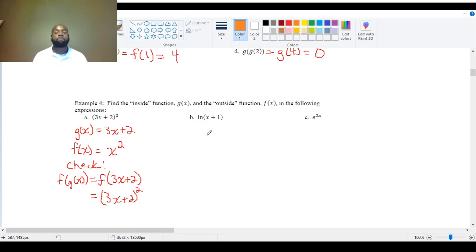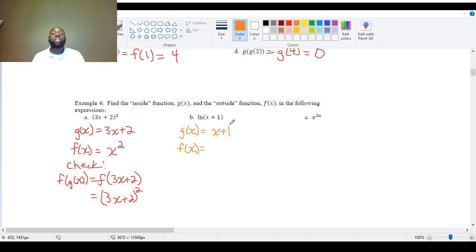Let's go to part B here. I have the natural log of x plus 1, right? So I got to think about what's done overall and what that overall thing is done to, right? Notice I have a natural log of the x plus 1. Now my variable is in that parenthesis with x plus 1. So that's a good sign that x plus 1 is going to be my inside function. Notice again, it's inside parentheses, right? And the thing that I do to the x plus 1 will be my outside function.